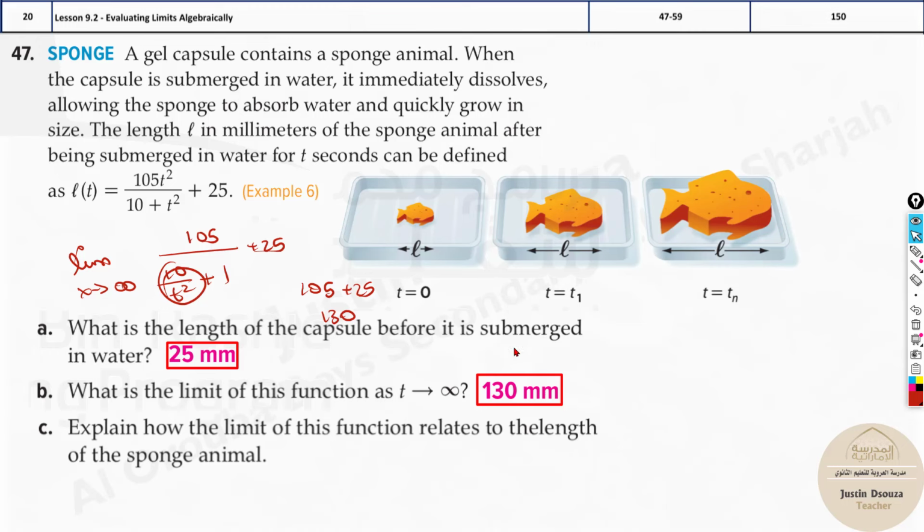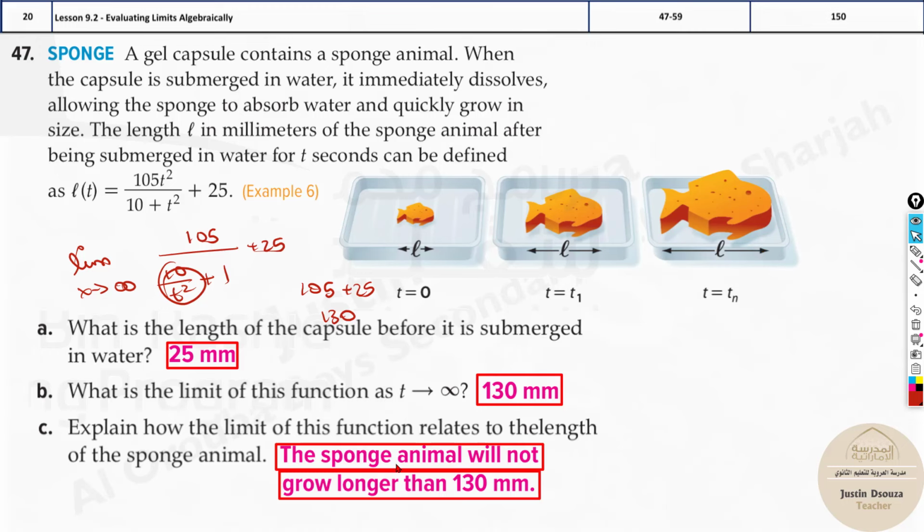Explain how the limit of this function relates to the length of the sponge animal. So this length, as time extends to infinity, is the maximum capacity of water that can be held by the sponge. It cannot be more than that particular length. In its completely saturated state, that is the maximum length. I just told in detail what it is, but they have just told in simple words: the sponge animal will not grow longer than that particular length. Obviously, because that's the maximum length it can grow.